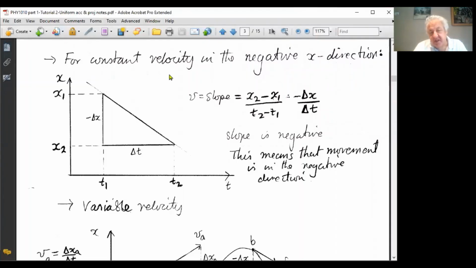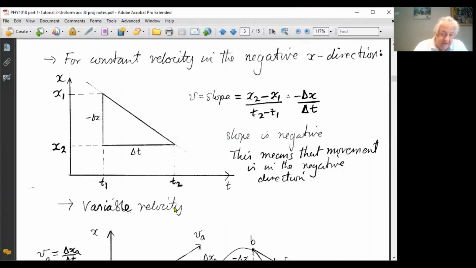For constant velocity in the negative x direction, we have the following. This time the initial position is larger than the final position. So when we subtract, this interval will be negative. The initial time is smaller than the final time, so this interval is positive, so that we see that we have a negative slope for this case. And the negative slope means that we're simply moving in the minus x direction.